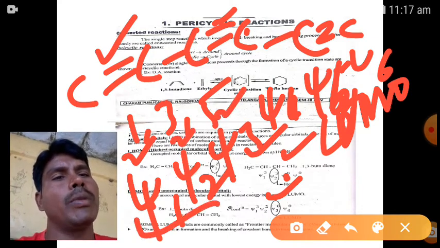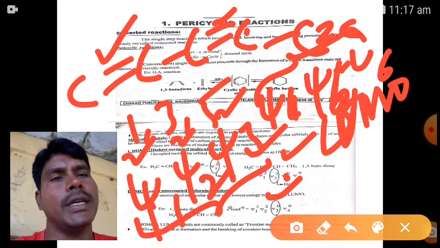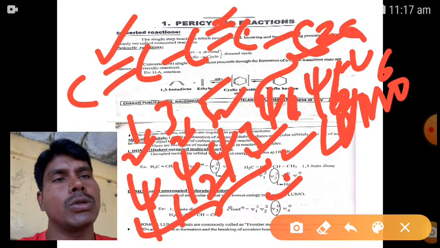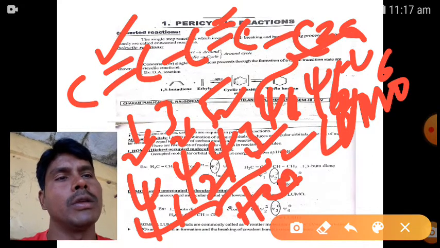So this is the occupied orbital set, and this is the unoccupied molecular orbital set. In the occupied set, psi 3 is the highest energy orbital. How do you say this is the highest energy orbital? Psi 3 has 2 nodes, and a higher-node orbital has higher energy. This occupied molecular orbital with the highest energy is the HOMO.